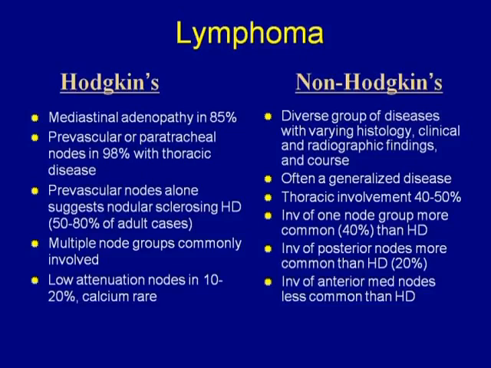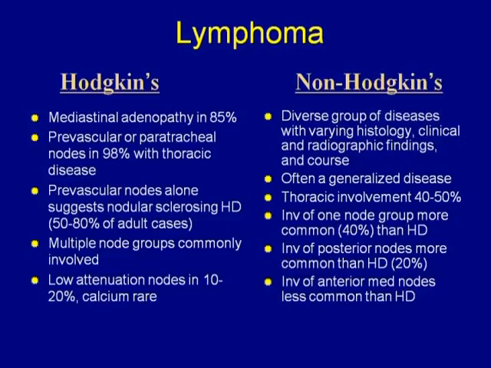And when you have only prevascular nodes, that's very typical of nodular sclerosing Hodgkin's disease. But multiple nodal groups are commonly involved, so you see that plus others involved. And occasionally you see necrosis, unusual, and calcium is rare outside of treatment. Okay, non-Hodgkin's is a much more mixed bag with different appearances and different behaviors.